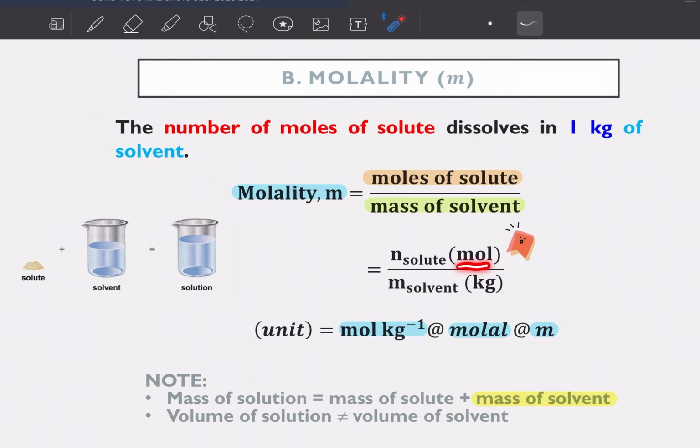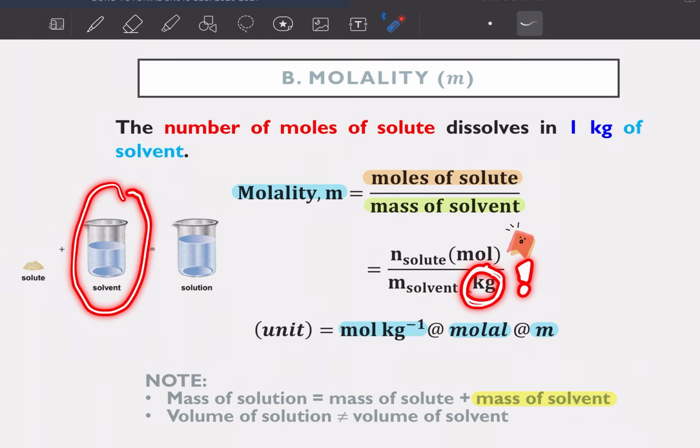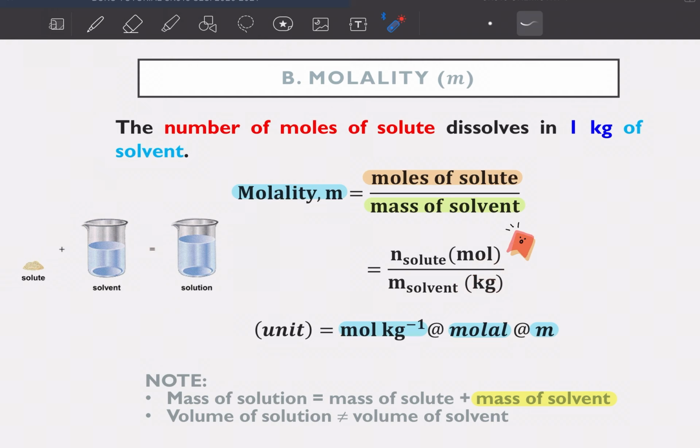mole of solute in mole over the mass of solvent in kilograms. Okay, highlight here, it is in kilograms. So make sure that the mass of your solvent, okay, will be in kg. Okay, it must be that. So the unit will be mole per kg or molal, tulis macam ni, or m kecil.